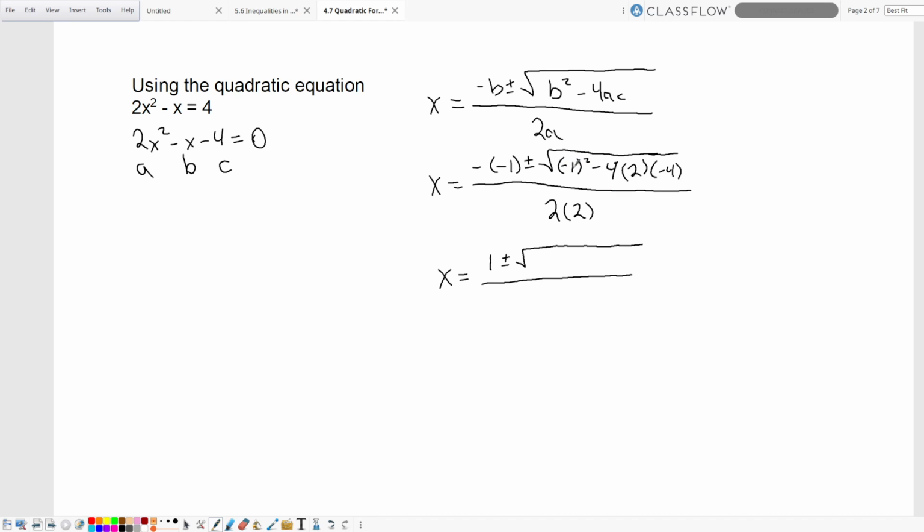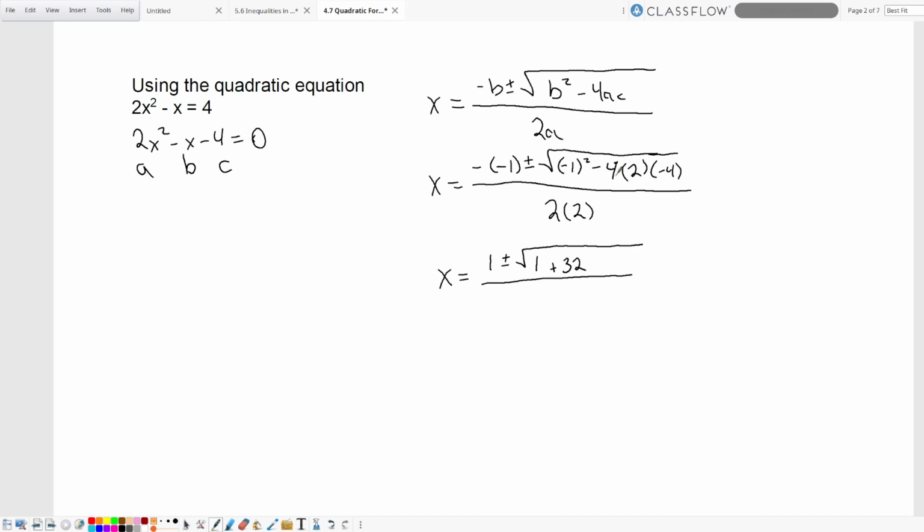So the first thing I have to do is take this negative 1 and square it, which gives you a positive 1, and then we're going to multiply out this negative 4, 2, and a negative 4. We need to remember that this negative goes with the 4, so it's negative 4 times 2, which gives you a negative 8, and then you take a negative 8 times a negative 4, which should give you a positive 32.